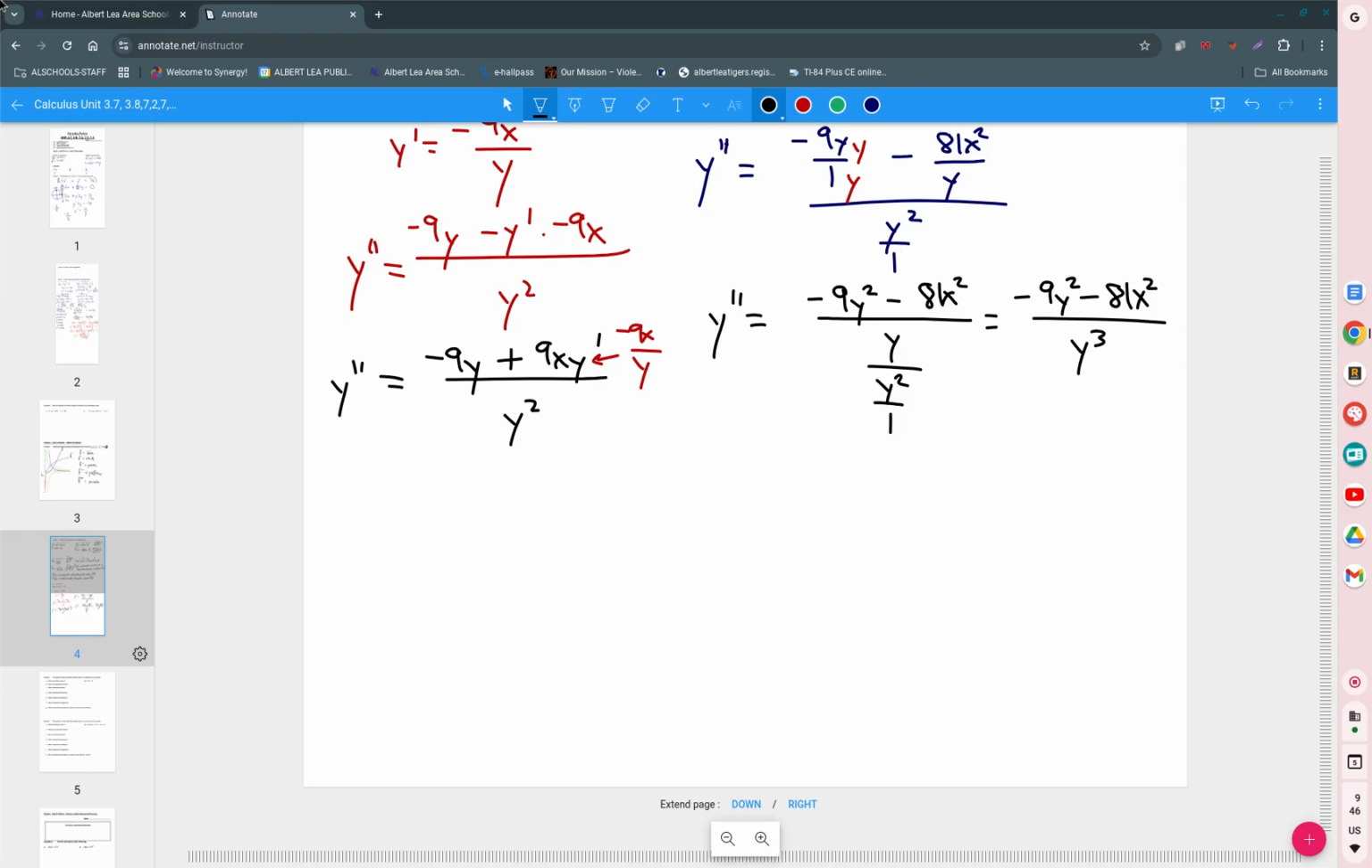Now here's where it just pays to have a little curiosity. What's your curiosity say at this point? You say simplify, what do you mean? Okay, so factor out a... Now what happens if we factor out a negative 9? Does that do anything for us? We get a positive y squared plus 9x squared over y cubed.